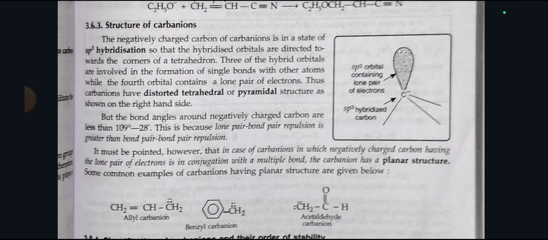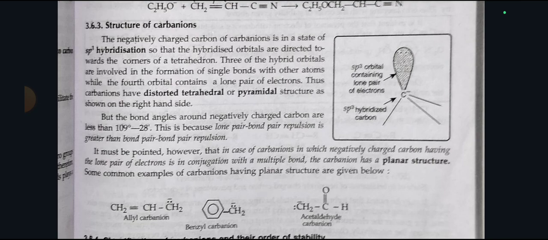3.6.3 Structures of carbanions. The negatively charged carbon of carbanions is in a state of sp3 hybridization, so that the hybridization orbitals are directed towards the corners of a tetrahedron. Three of the hybridized orbitals are involved in the formation of single bonds with other atoms, while the fourth orbital contains a lone pair of electrons.